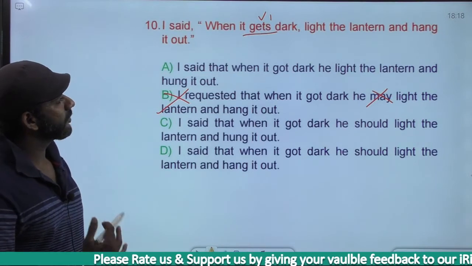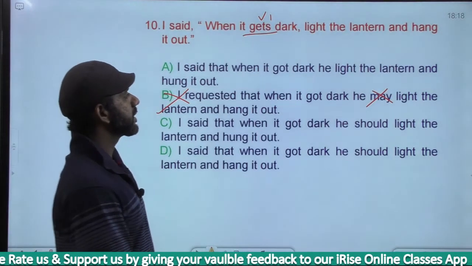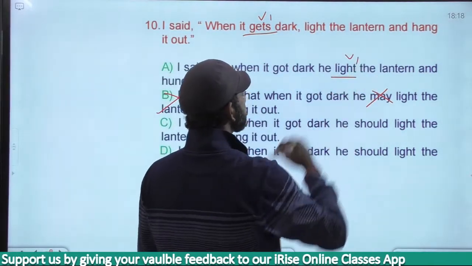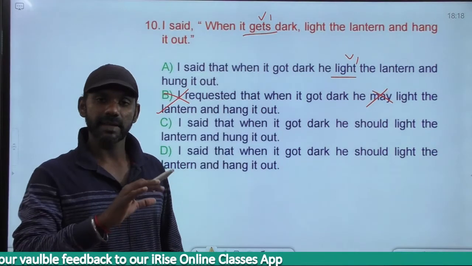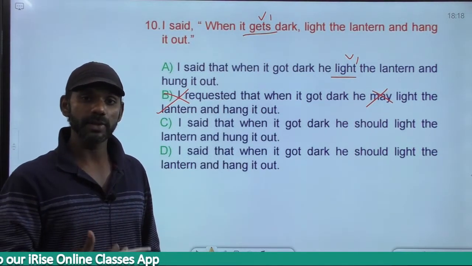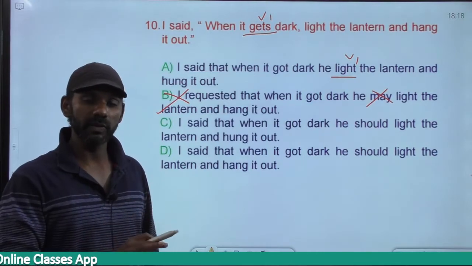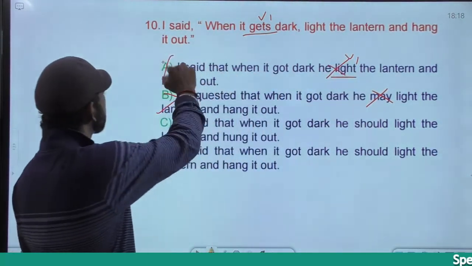I said that when it got dark, he light the lantern. Light is V1, simple present. Simple present will not come in the indirect speech. One more reason. He light. The subject here is he, singular. Subject of agreement, the verb must also be singular. Light is a plural verb, V1 plural. So grammatically wrong. Option A is eliminated.